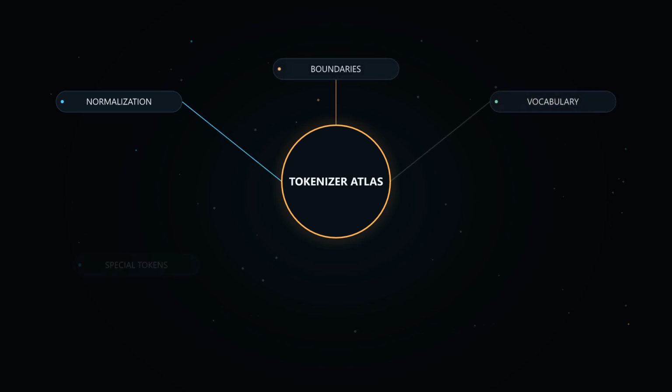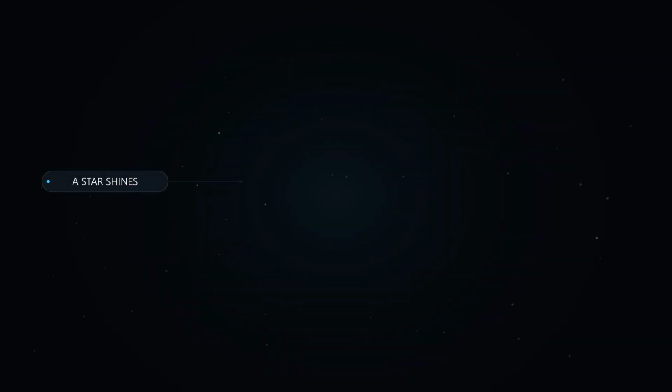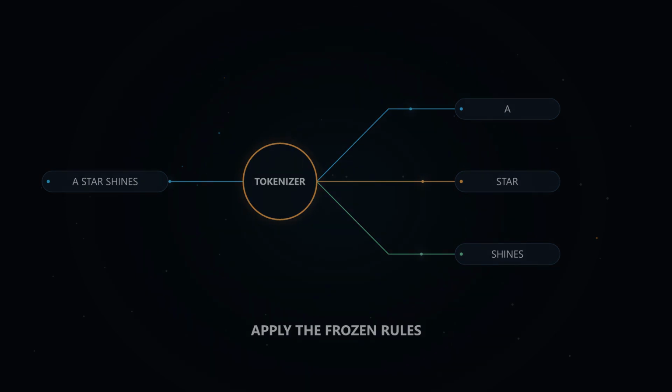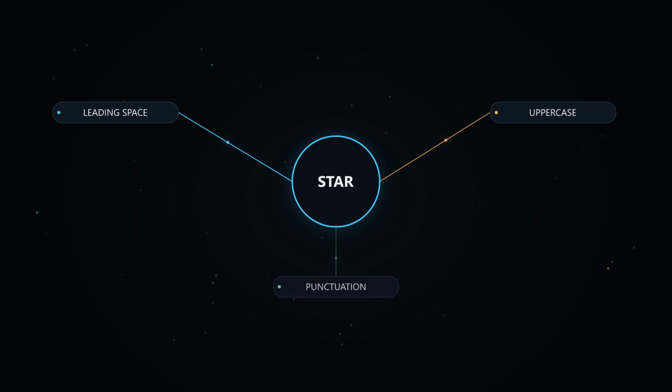Training the tokenizer produces a frozen atlas: normalization rules, boundary rules, vocabulary entries, special tokens, and merge priorities. The language model will be trained to use this exact atlas. Later, when new text arrives, the tokenizer does not learn again. It applies the frozen rules and merge priorities to segment the incoming bytes or characters. Spaces, capitalization, punctuation, and normalization can change the result. A leading space may belong to the next token. A familiar word can split differently when its surroundings change.